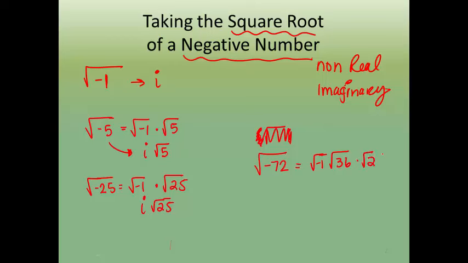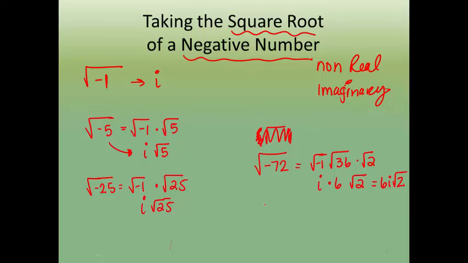Now, if 36 isn't the first thing that came to mind, and perhaps you were thinking 9 times 8, well, 9 times 8 will also work. We'll just have a couple extra steps. I'll show you that as well. But this makes i, this makes a 6, and this stays the square root of 2. But the best way to write this answer is 6i times the square root of 2.